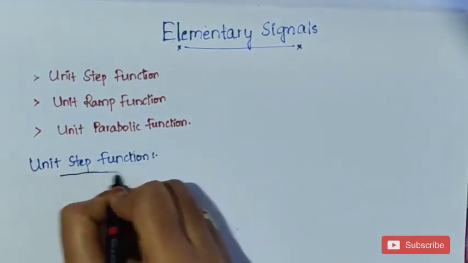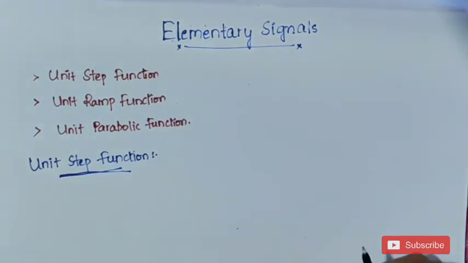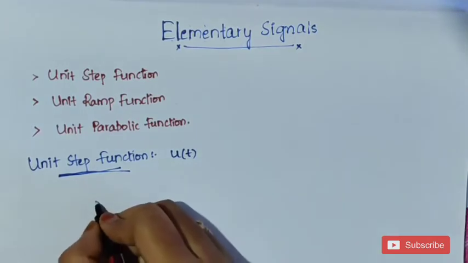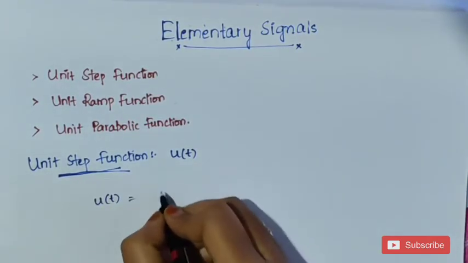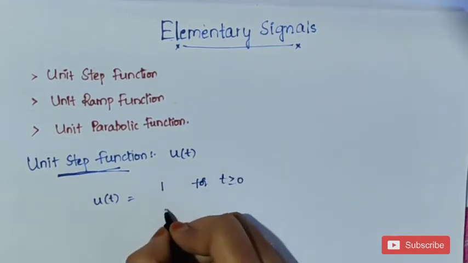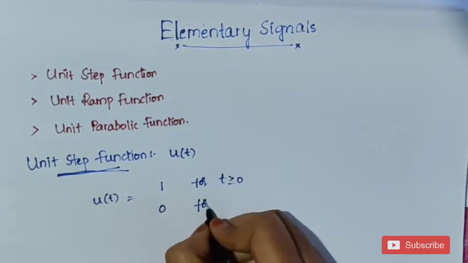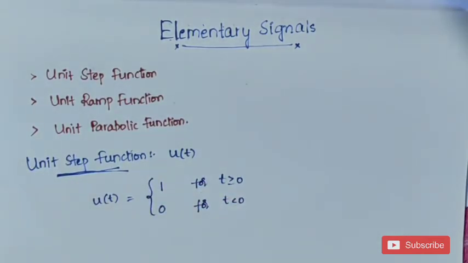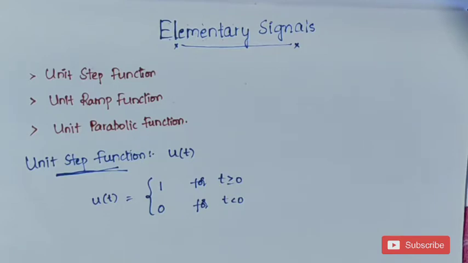So unit step function, in a mathematical equation, is denoted with u of t. The value of u of t is 1 for t greater than or equal to 0 and 0 for t less than 0. Once again, unit step function is denoted by u of t. The value of u of t is 1 for t greater than or equal to 0 and 0 for t less than 0. If we draw the signal, it will be like this.